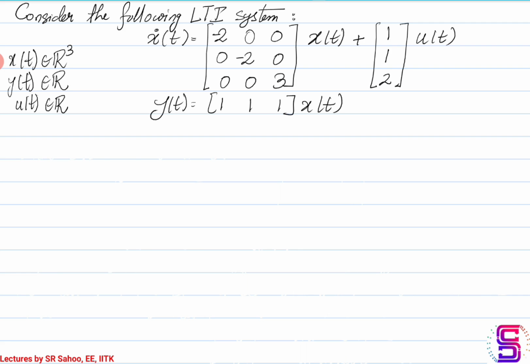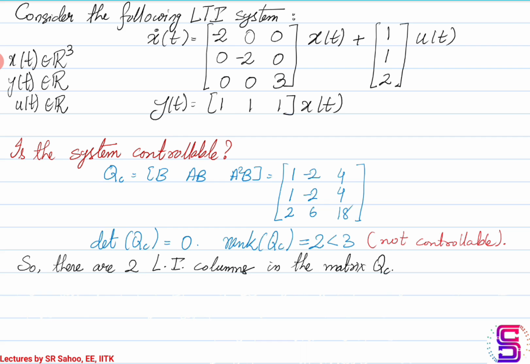The question that we ask here is: is the system controllable? To answer this, we found the controllability matrix QC using the A and B matrices, and we have to see whether the rank of QC is 3 in this case or not. It turns out that the rank of QC is 2, which is less than 3, of course. So the system is not controllable.